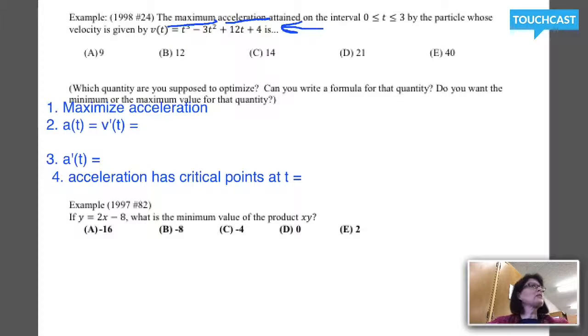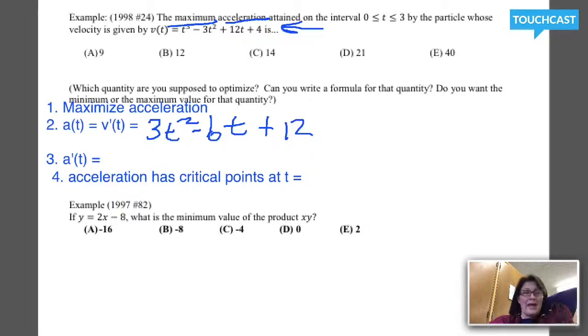All right, so question 1, what quantity do I want to optimize? I want to optimize acceleration, and specifically I want the maximum. And number 2, can I write an expression for acceleration? I can, in fact. Here's velocity. Oh, I'm having a little trouble reading that. That says t cubed minus 3t squared plus 12t plus 4. I'm going to take the derivative to get 3t squared minus 6t plus 12. That's a of t.